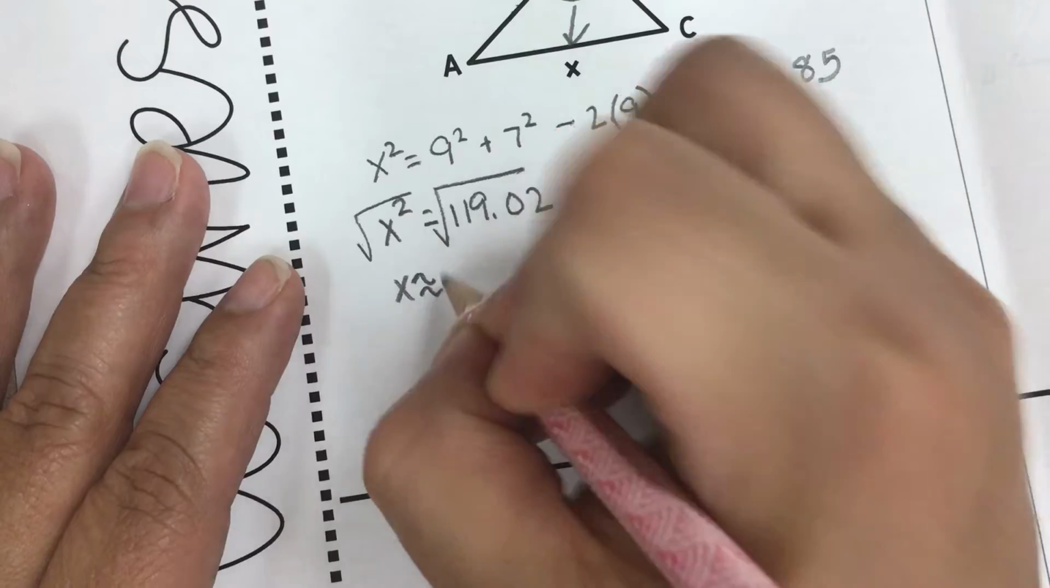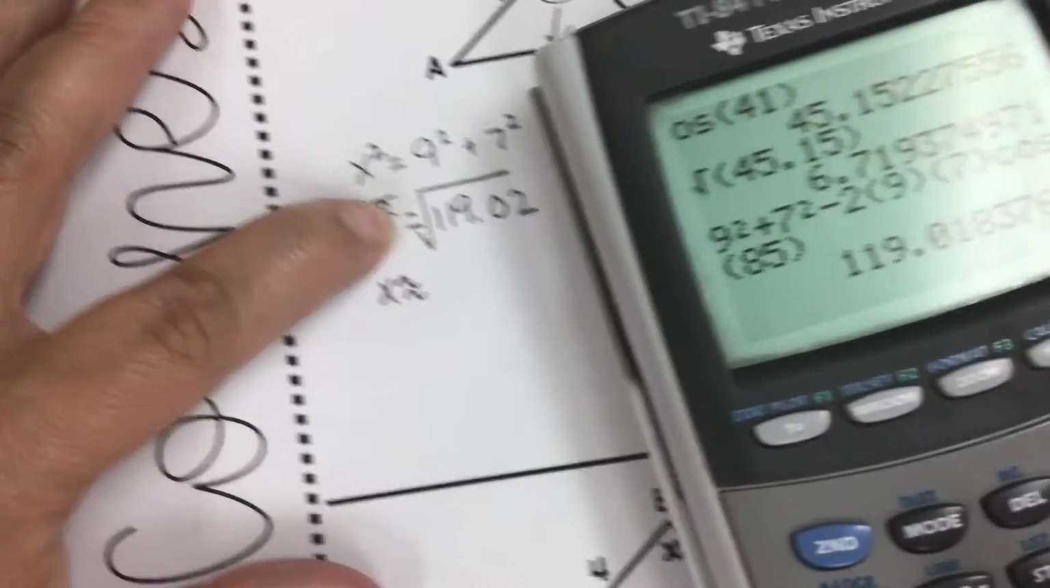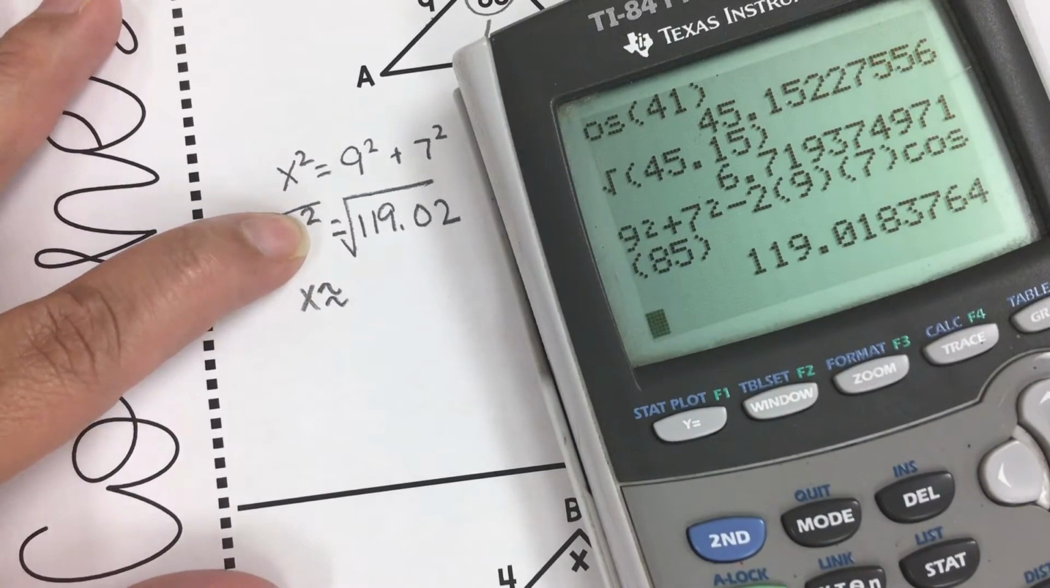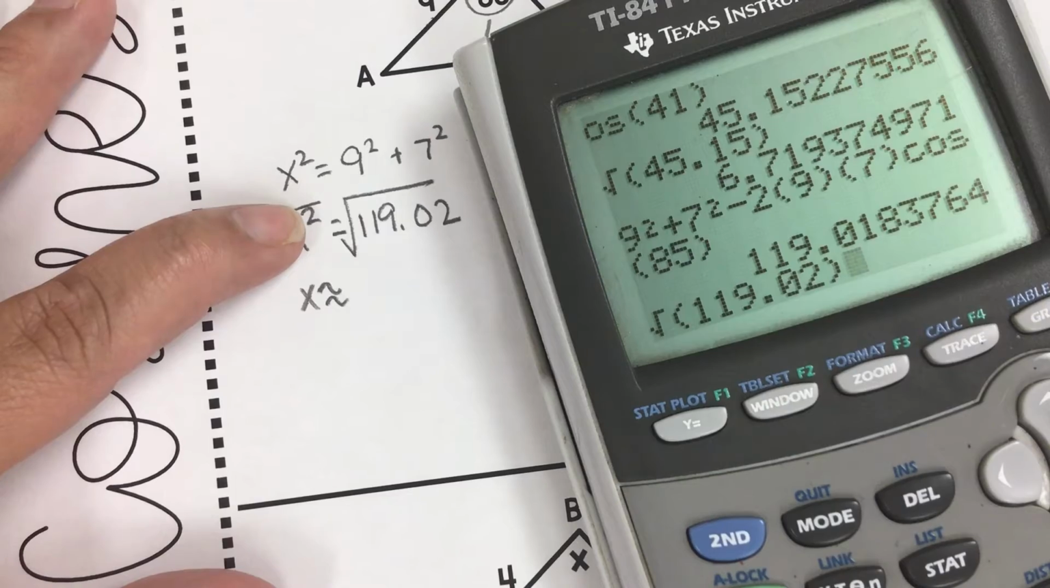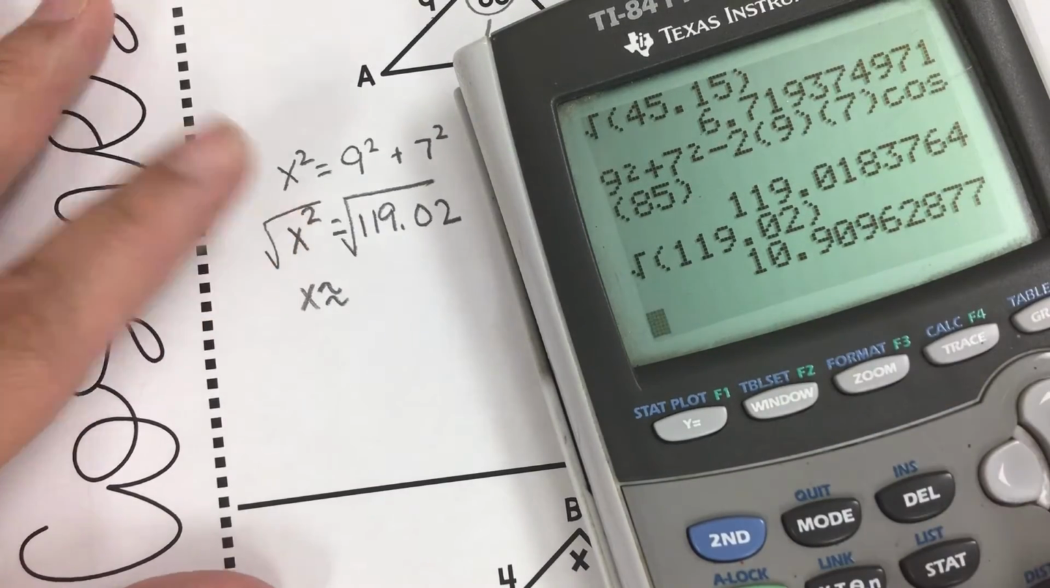x is approximately. It actually has an approximately right there, but I'm just going to do it at the end. And the square root of 119.02 is 10.91.